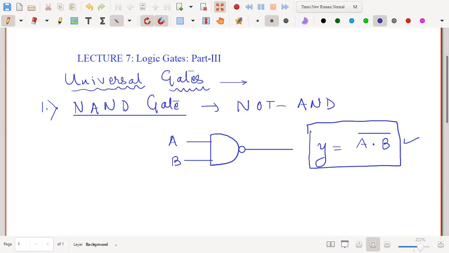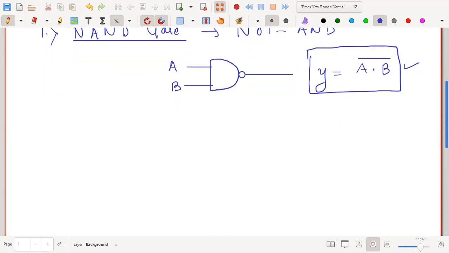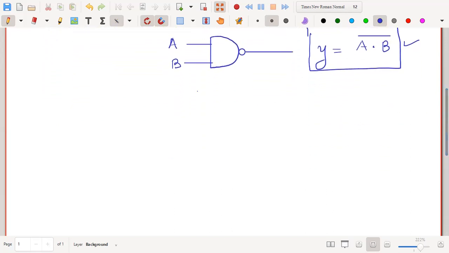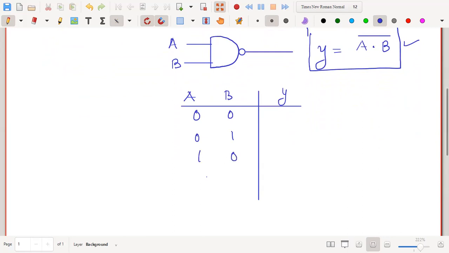So let me quickly draw the truth table for this gate. Suppose I have A and B here, and then the output Y here. There are 4 possible combinations of A and B: 0, 0; 0, 1; then 1, 0; then 1, 1. When any one of the inputs is 0, or when both are 0, as you can see from this expression, the output is 1. So then the output is 1.